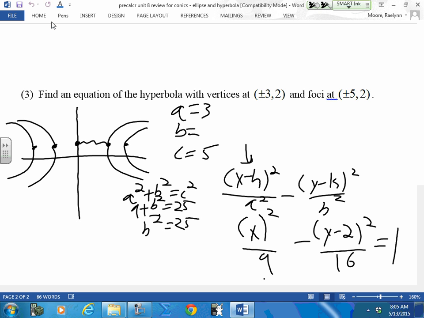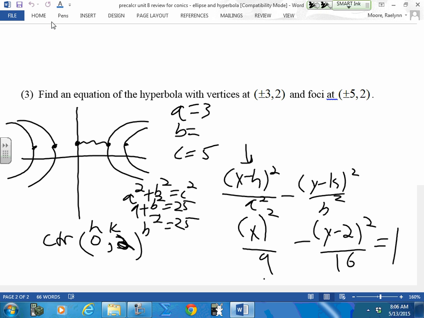His X is 0 for his center was 0. Oh, hang on. Your center was 0, 3? It was 0, 3, right? You said 0, 2. Did you say 0, 2? 0, 2. His center is 0, 2. So this is the H, this is the K. So the H in here knocks this out, and the K leaves us with the -2.